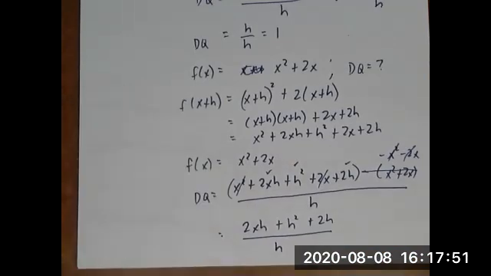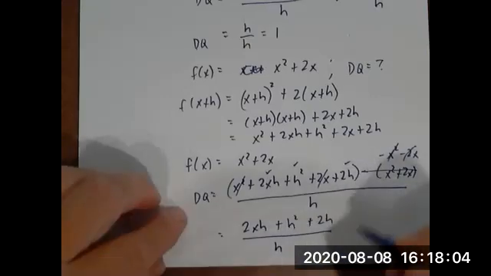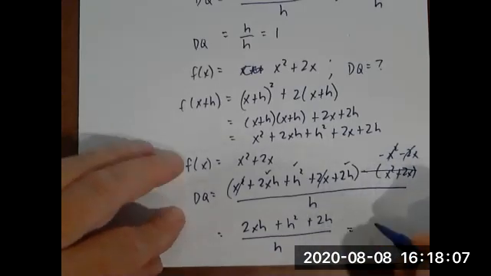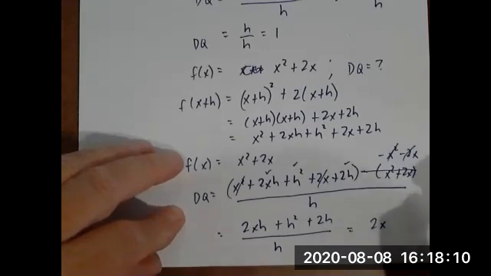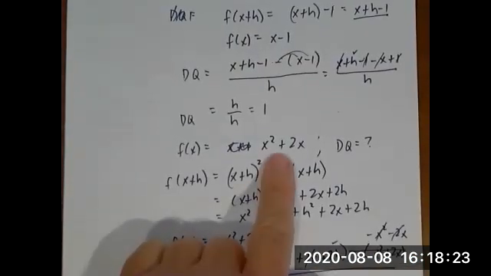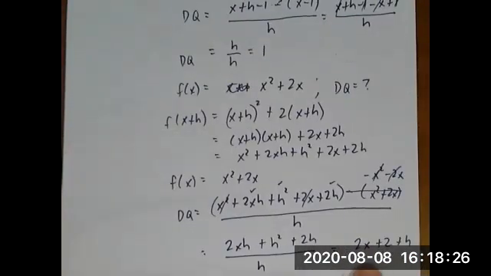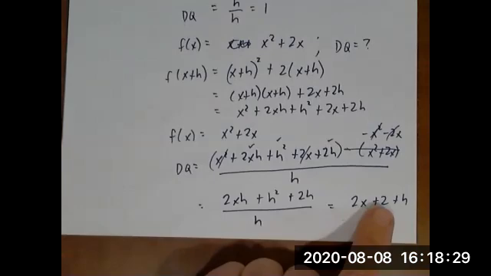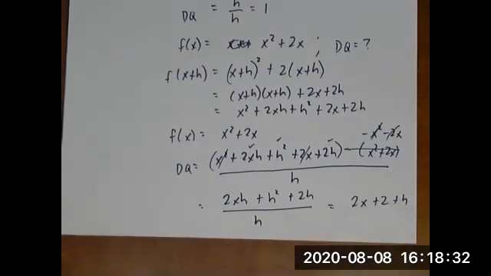As it turns out, I have 3 terms on the top. And they all have an h in them. And I have h in the bottom. So I can cancel an h out of all these terms. So the fraction goes away. And it becomes 2x. I'll put the 2 next. And then I'll put the h last. So the difference quotient for x squared plus 2x ends up being 2x plus 2 plus h. Turns out you've got both x and h in here, which happens sometimes. All right, so that's a difference quotient.